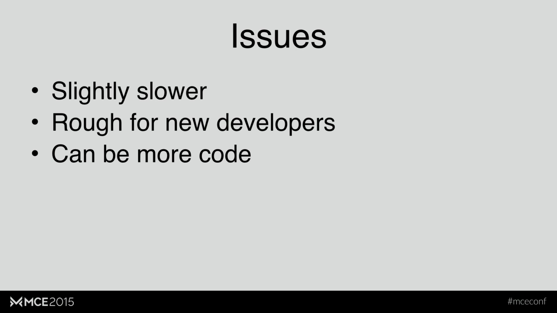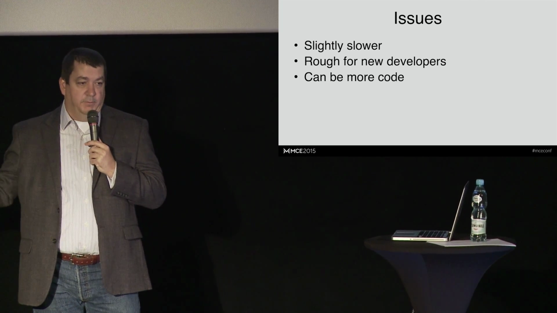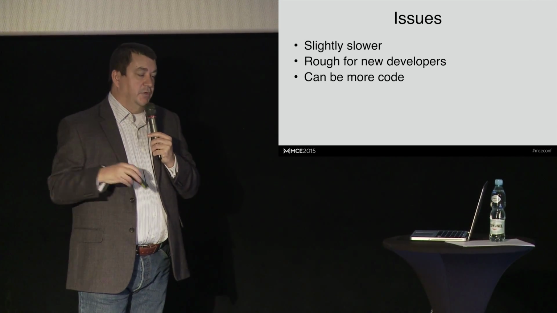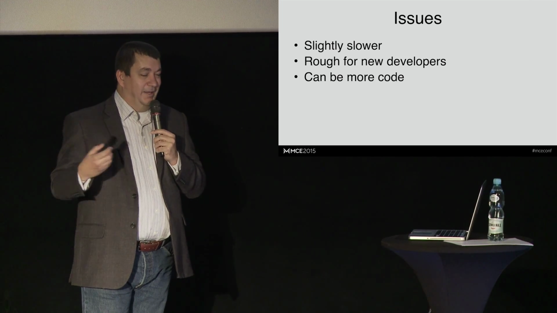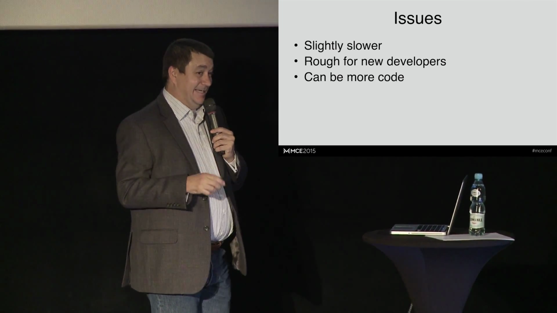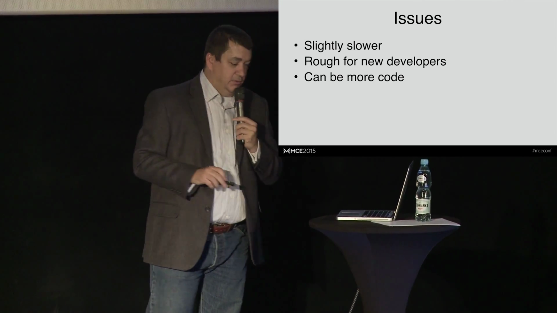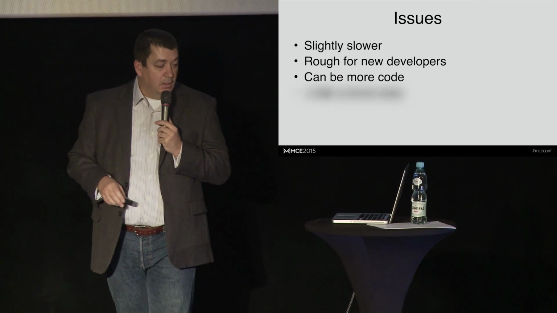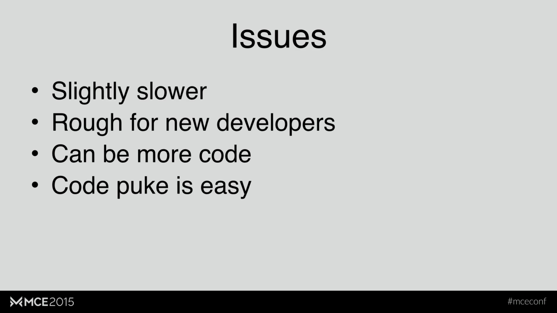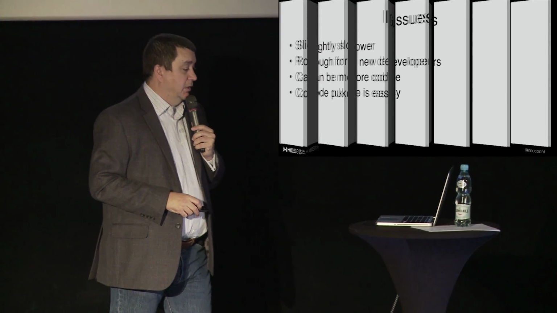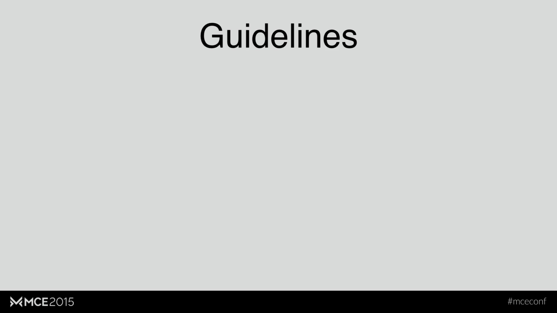It can be more code. Because they're getting rid of the thread confinement queue, we have to do everything either in a private or a main queue, and it can get kind of messy. It's kind of easy to go down that path wrong. And code puke is easy. I've actually got a story for that, but we don't have time for that story. It was hilarious. Catch me later. I'll be happy to share it.